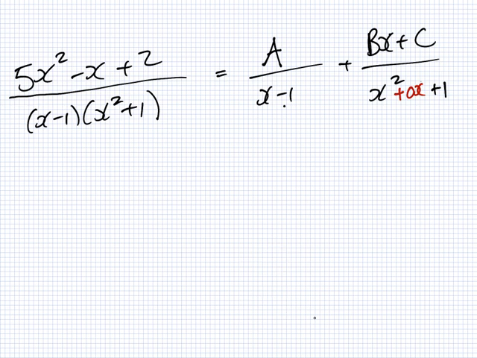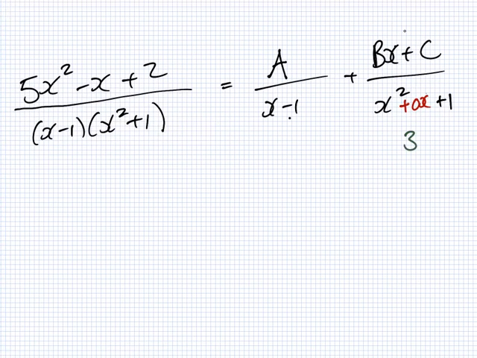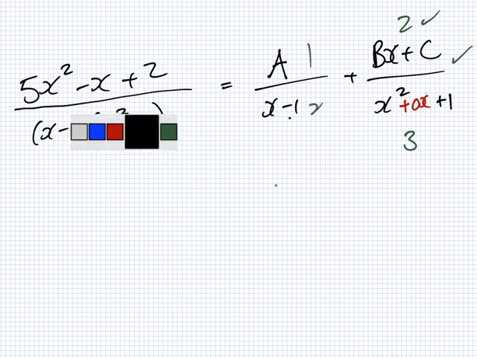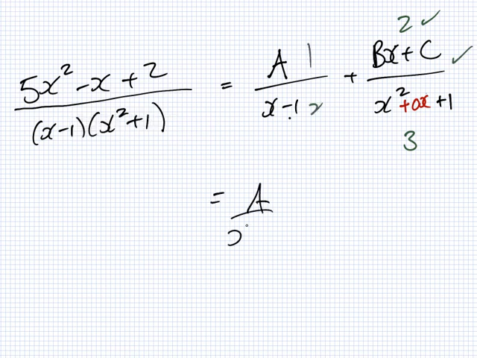But if I told you I have a quadratic, but it's because it's a square, a perfect square, how many constants do I need to tell you now? I don't need to tell you 3, I only need to tell you 2. So, here is 3, so this is 2, so that's good. And this is 2, and that's 1, so that's good. So that's a over x minus 1 plus bx plus c over x squared plus 1.